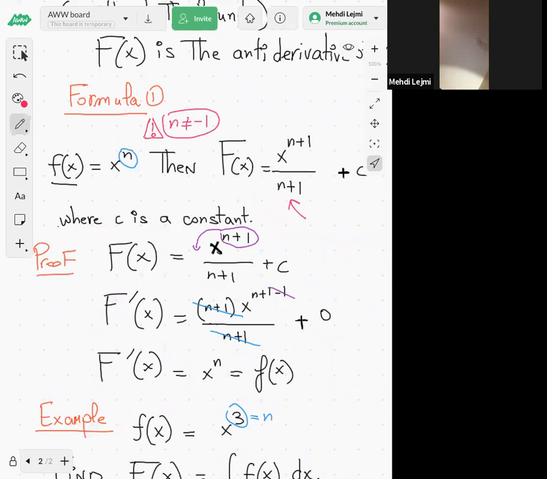Okay, so we know what the antiderivative of x to the power negative one is. I mean, x to the power negative one, that's one over x. And what's the antiderivative of one over x? Well, it's the natural log of x. Remember, the derivative of natural log of x is one over x, right? So the antiderivative of one over x is the natural log of x.